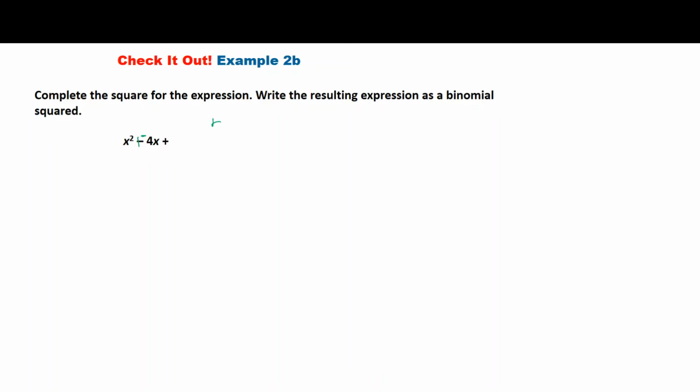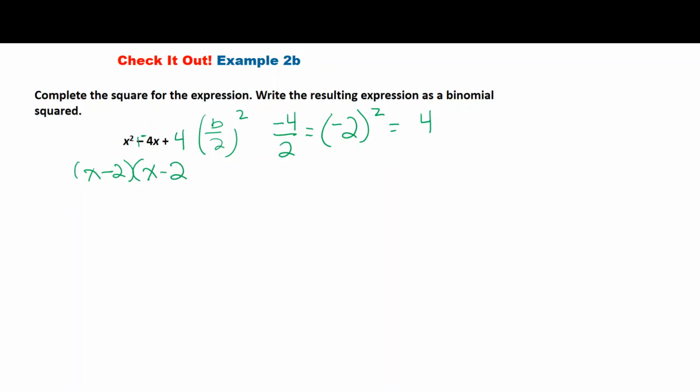So this time we're going to take our b over 2 and square it. So we have negative 4 over 2, which equals negative 2. And when we square that, we get positive 4. So we're going to add 4 here, but this time when we factor, it's going to be x minus 2 times x minus 2.